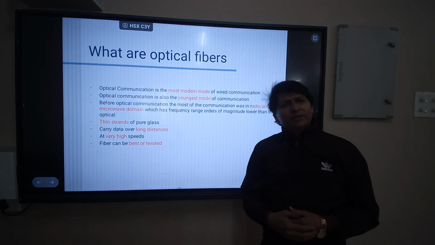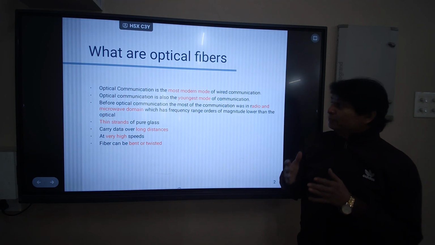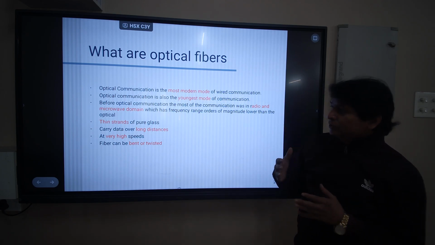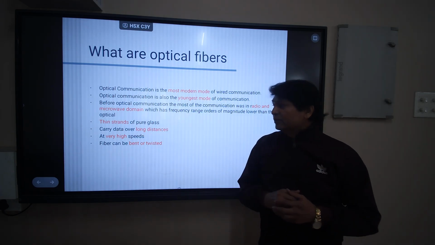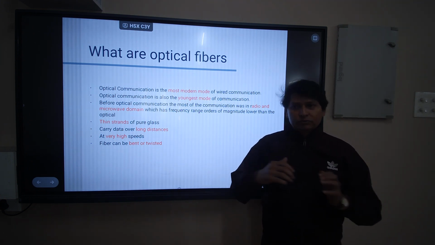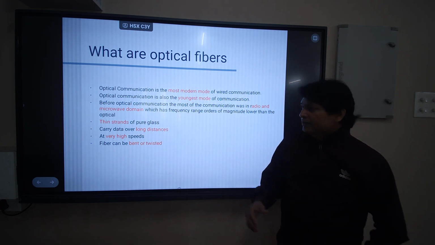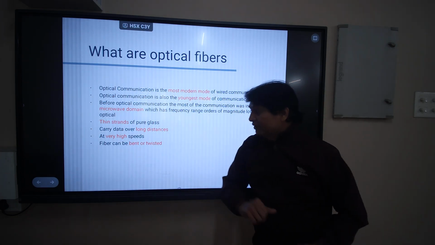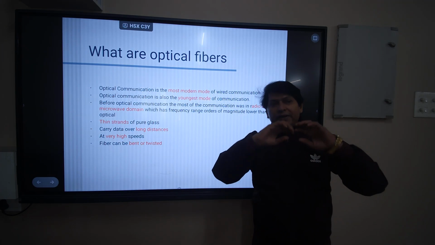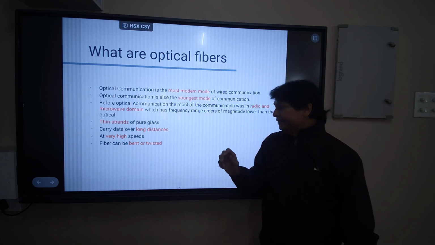So optical fiber is the youngest and the most modern mode of communication. It has a thin strand of pure glass. Then we can transmit the data over a very long distance, and at the same time we can transmit data at a very high speed. And this optical fiber can be bent or twisted.